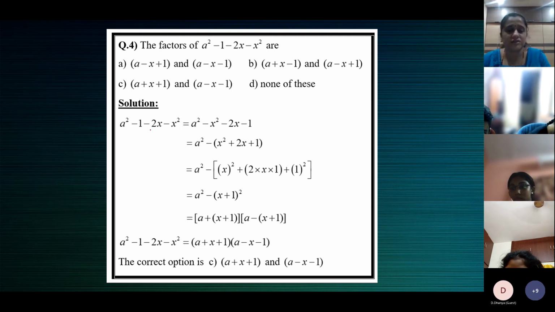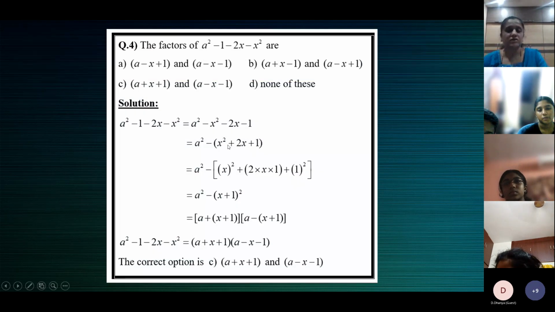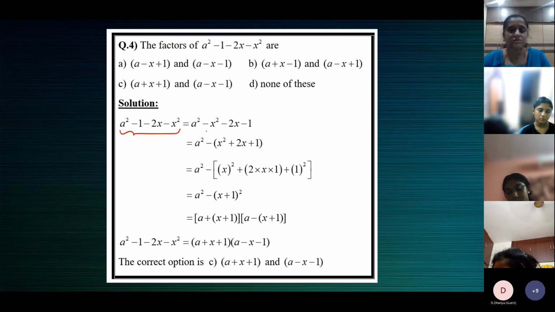Here I've just rearranged the terms. I rearranged in the second step; in the second, I wrote it as it is. You can also do this. See here, children. You can write this expression as a square minus x square minus 2x minus 1, simply rearranging the terms.